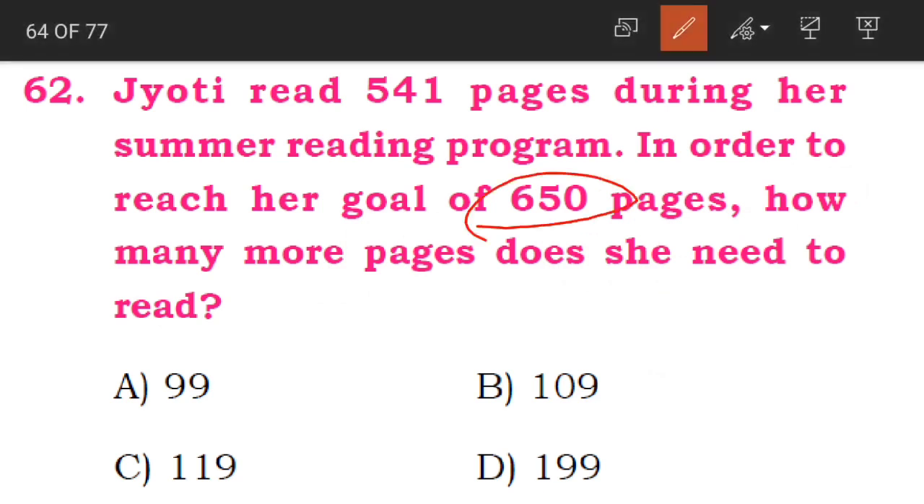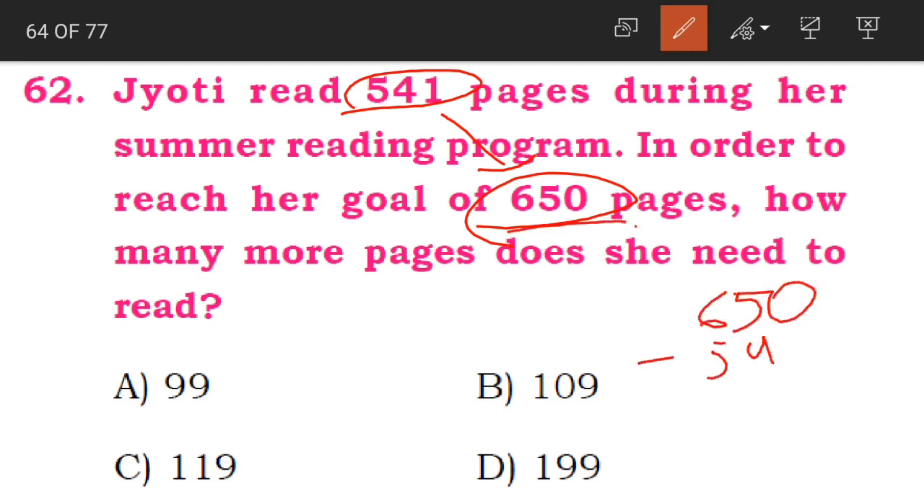Yes, this is the total goal. It means she wants to complete 650 pages. But till now she has read only 541 pages. Now how many more should she read to reach her goal? How to find out, children? Yes, we need to subtract.